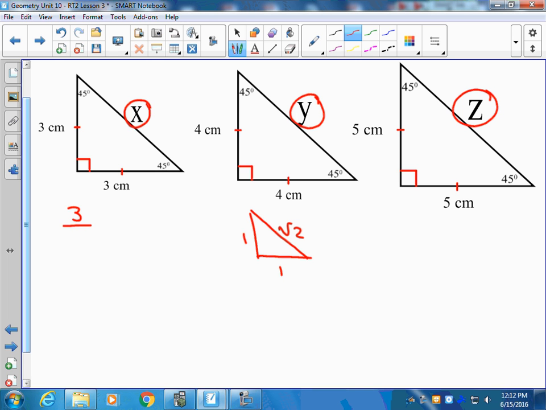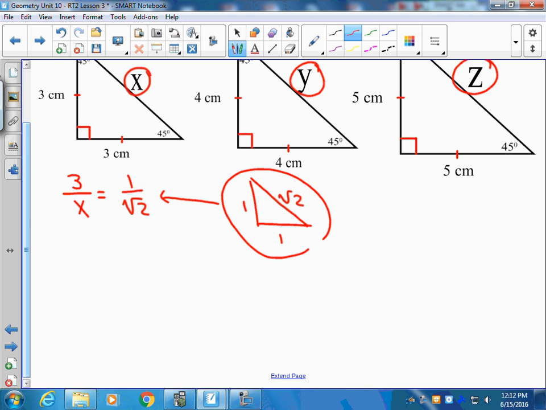A leg of 3 over the hypotenuse x, that's this triangle relationship, equals a leg of 1 over the hypotenuse of square root of 2, and that comes from the reference triangle. Okay, once we have the equal proportions set up, then all we want to do to finish this problem is cross multiply and solve. And we're done there.